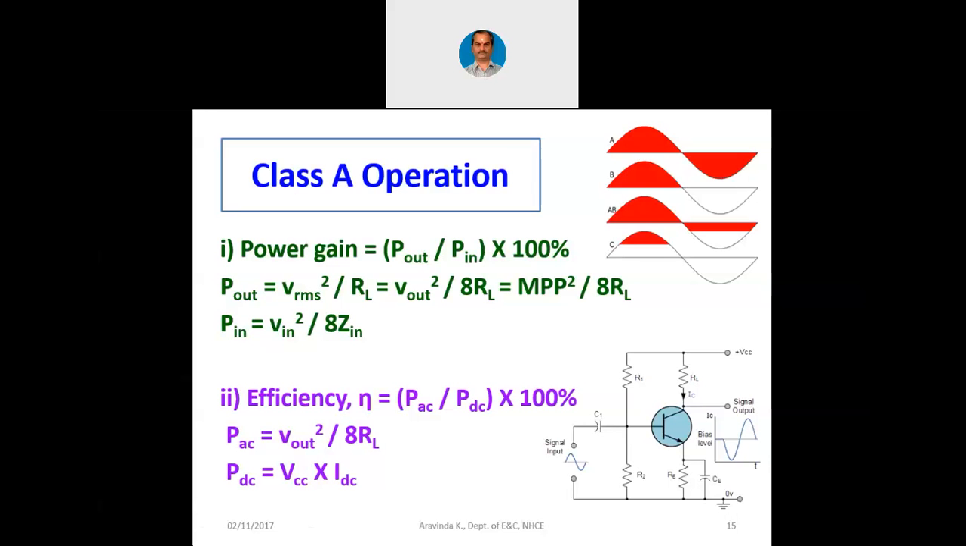So efficiency is PAC by PDC. PAC is V square by 8RL. PDC is VCC into IDC. Now please understand, power gain is different, efficiency is different. Power gain is output power by input power. Efficiency is AC power by DC power in the case of power amplifiers. Let me proceed.